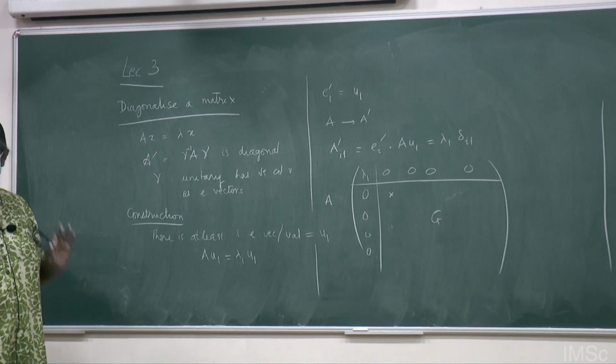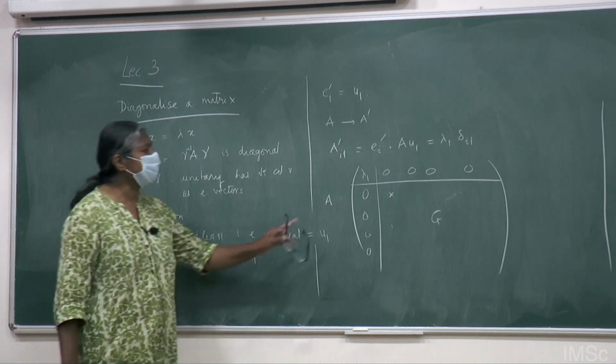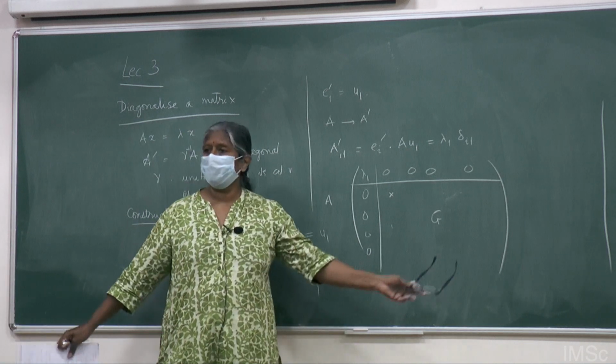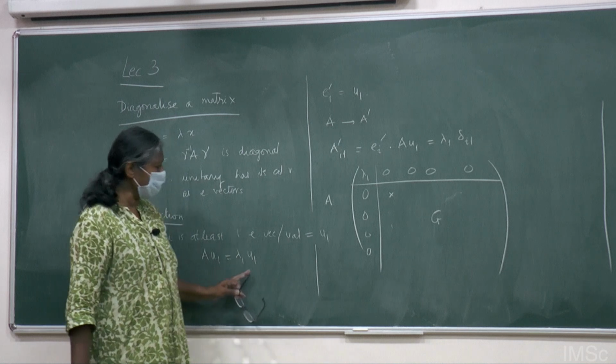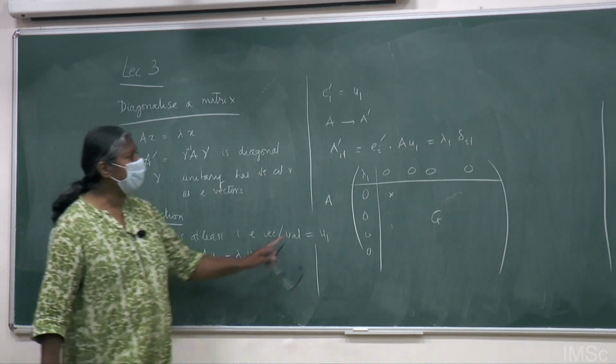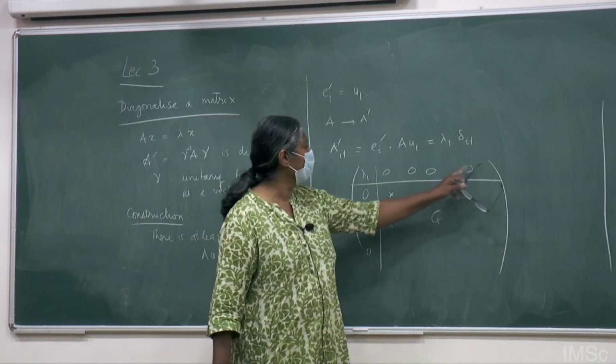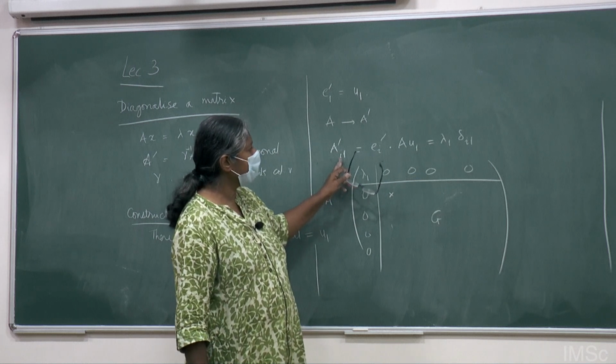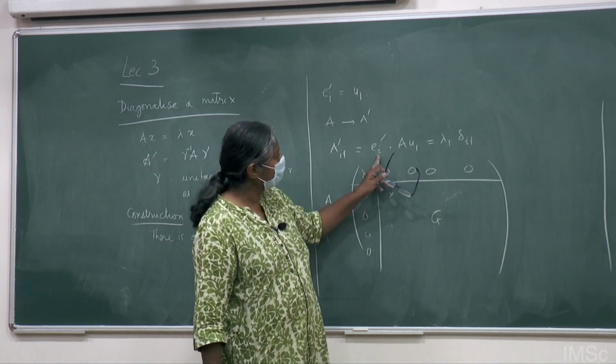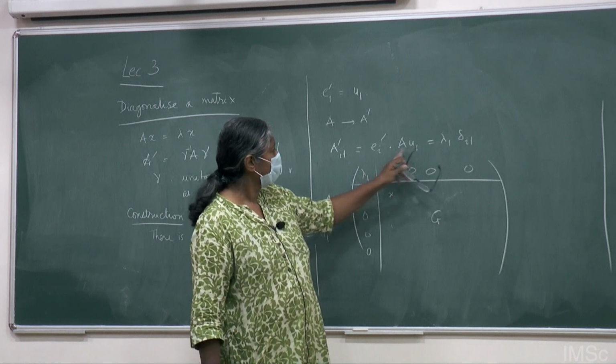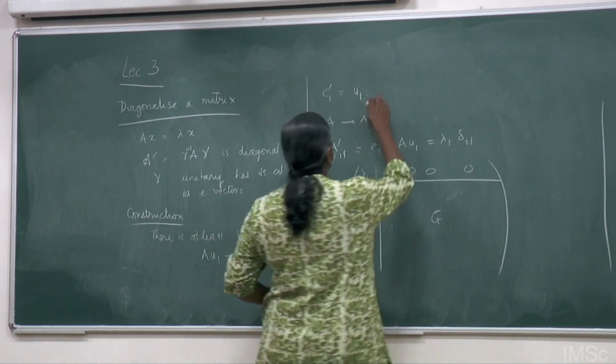So I want to make A diagonal. I am doing the procedure step by step. I don't need to solve for all the eigenvectors. I find one eigenvector. Then I can choose the row or column of this new matrix to be that E prime dot U1. So I know that E1 prime.